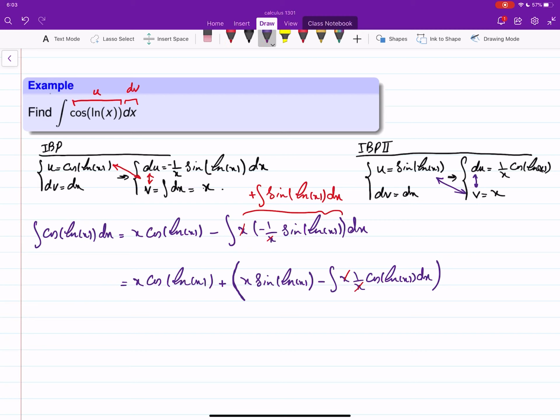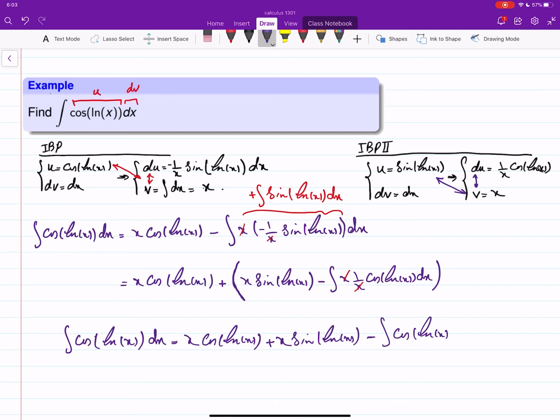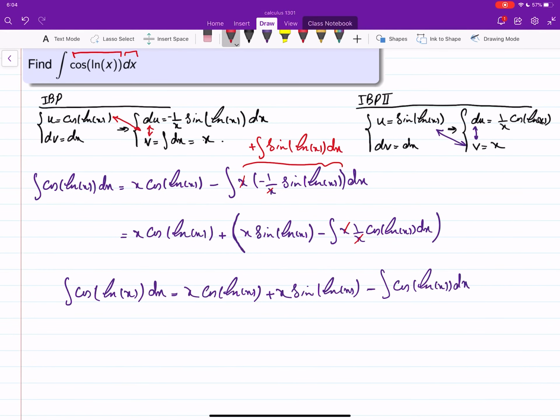And if I rewrite my computations again, the left hand side was this, equals x cosine of ln x plus x sine of ln x minus integral of cosine of ln x dx. The same story comes here. I started looking for the integral of cosine ln x. After doing IBP twice, I got a function minus the same integral.